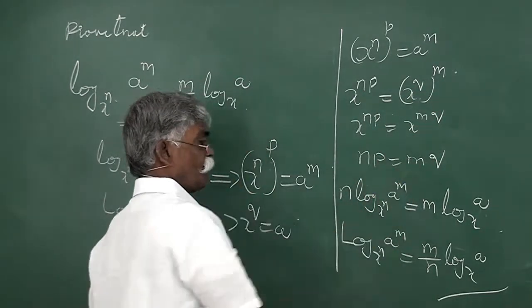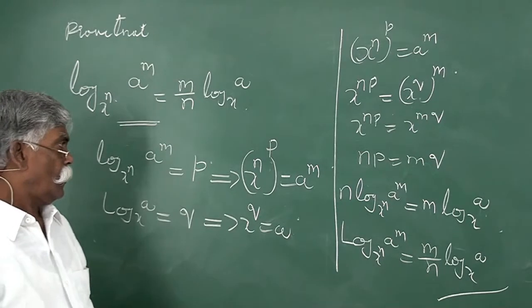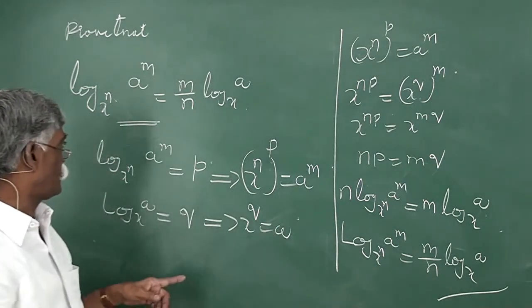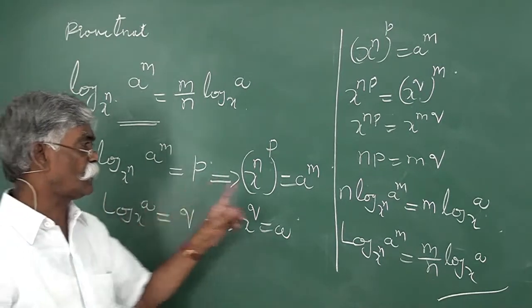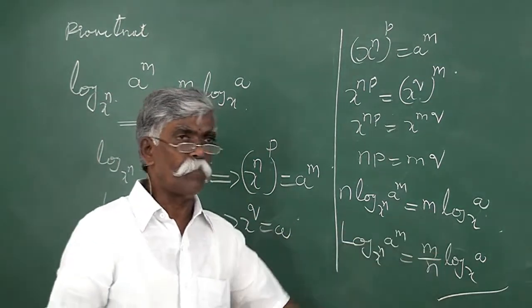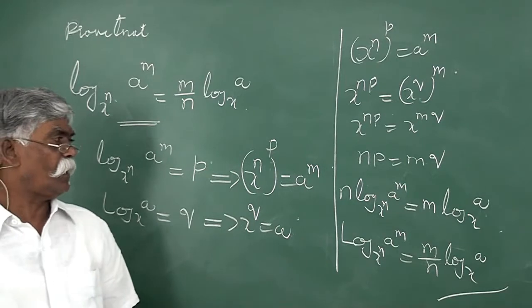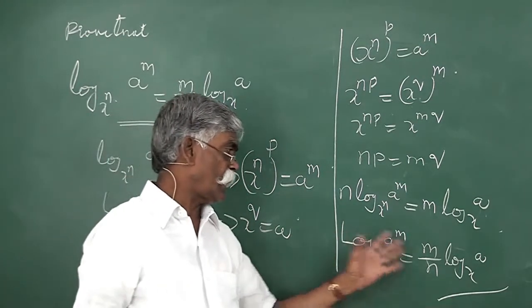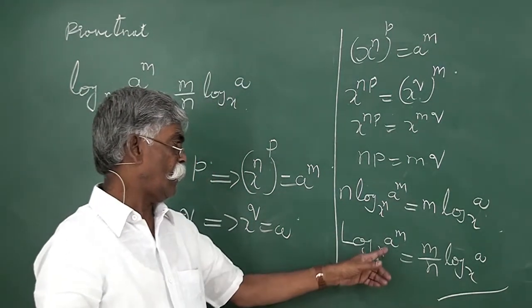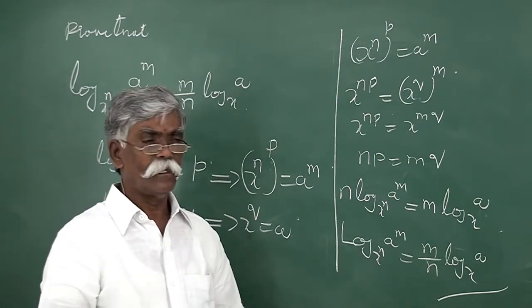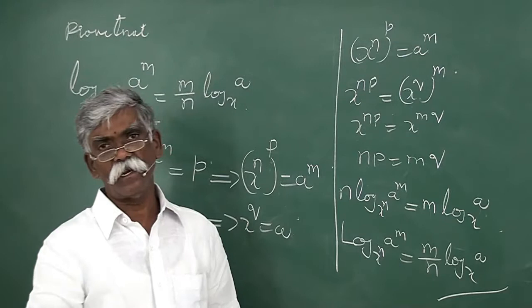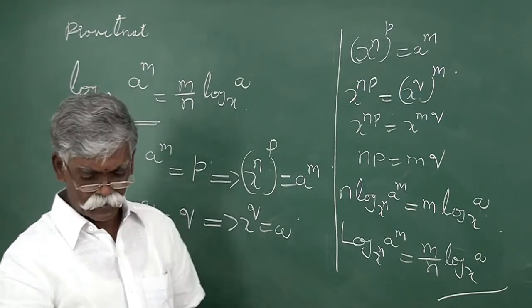Now np is equal to mq. That is, n into p means logarithm of a power m to the base x power n is equal to m into log a base x. When we send n to the other side, logarithm of a power m to the base x power n is m by n into log a to the base x.